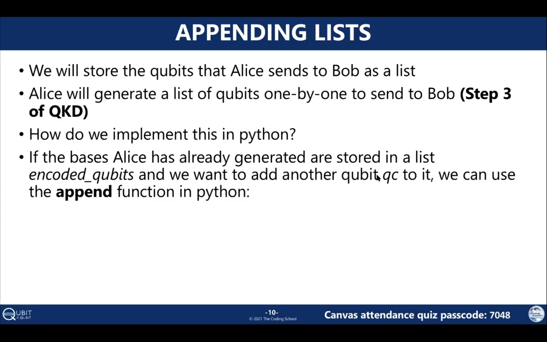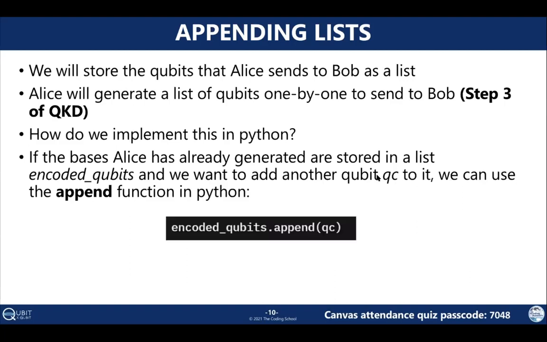and we want to now add a qubit to this list. We can use a function that's built in to any list. This encoded qubits variable is of type list. Oh, that is an A, not an I. And then we do dot append because it's just a built-in function for this variable type. And then we can add another qubit QC to this list.